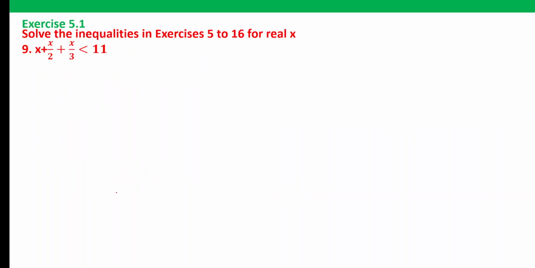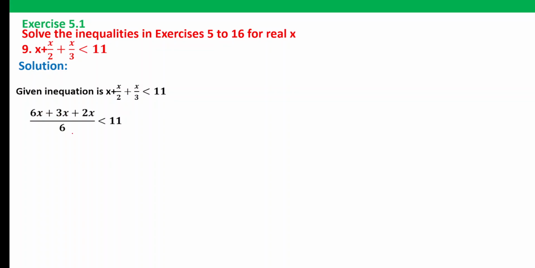Let us solve question number 9. Solve the inequalities in exercise 5 to 16 for real x. x plus x by 2 plus x by 3 less than 11. Let us consider the given inequation. All the variables are on the left side, so directly simplify it by taking the LCM. LCM of 1, 2 and 3 is 6.